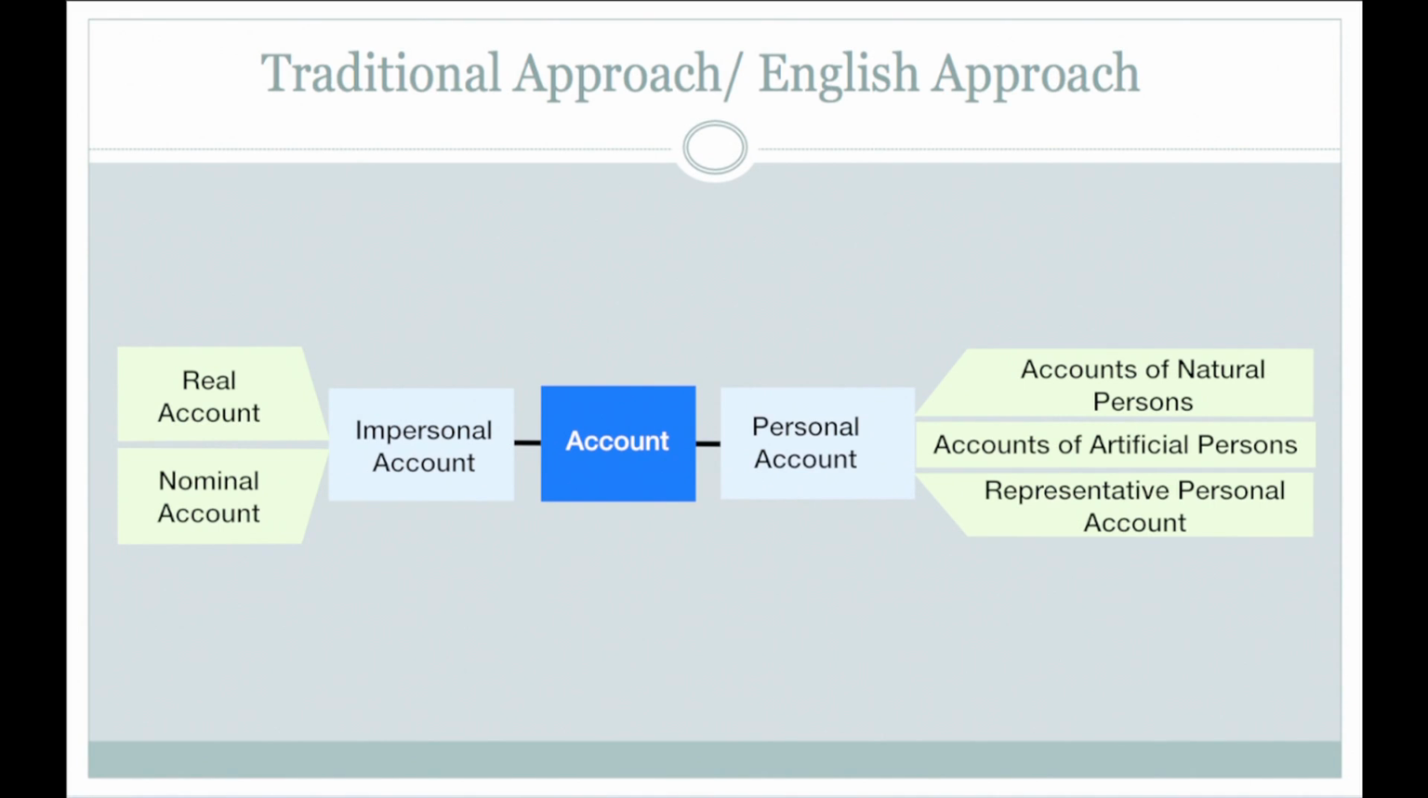Again, we have another classification, impersonal account. Under impersonal account, we have two types of accounts. Real account generally indicates the properties of the business, and number two, nominal account generally indicates the expenses and losses and incomes and gains. Under the American approach, we classify the accounts in a different way, into five different accounts.